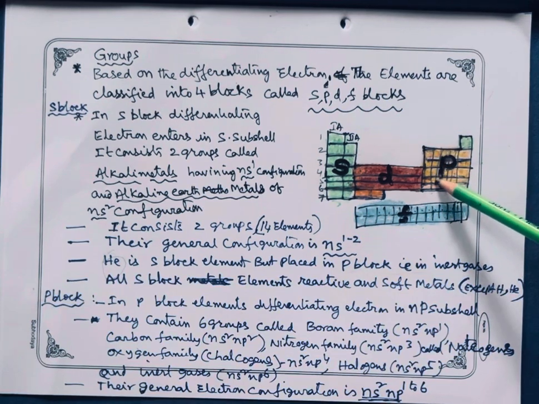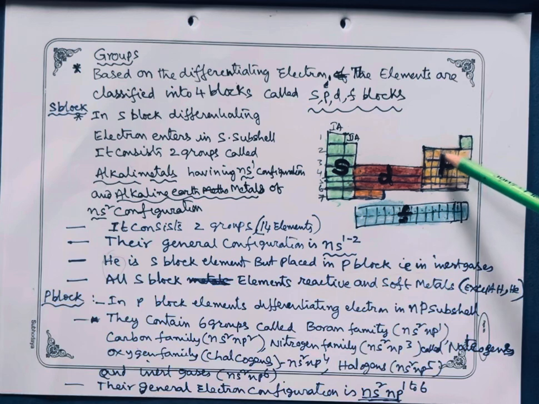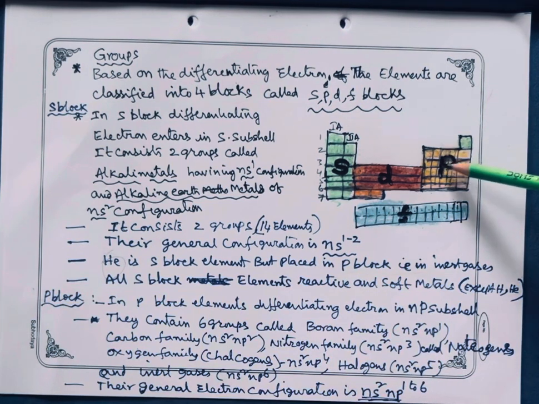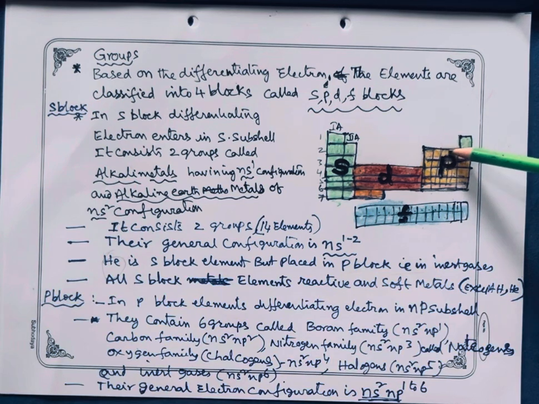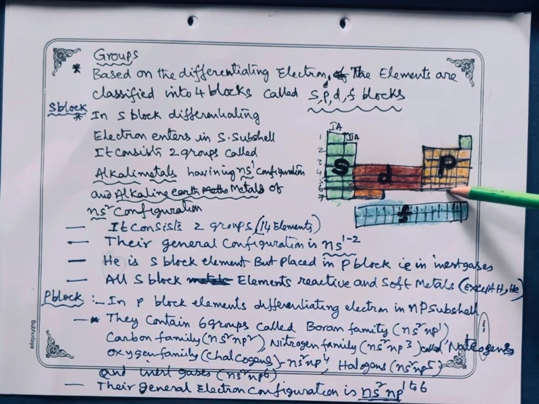Carbon, silicon, germanium, tin, lead, and next comes nitrogen. The nitrogen family is also called pnictogens: nitrogen, phosphorus, arsenic, antimony, bismuth. Next comes the oxygen family, called chalcogens. Chalcogens means mineral producing elements. For the oxygen family you can write ns2 np4; ns2 np3 is the nitrogen general configuration. Oxygen, sulfur, selenium, tellurium, polonium.